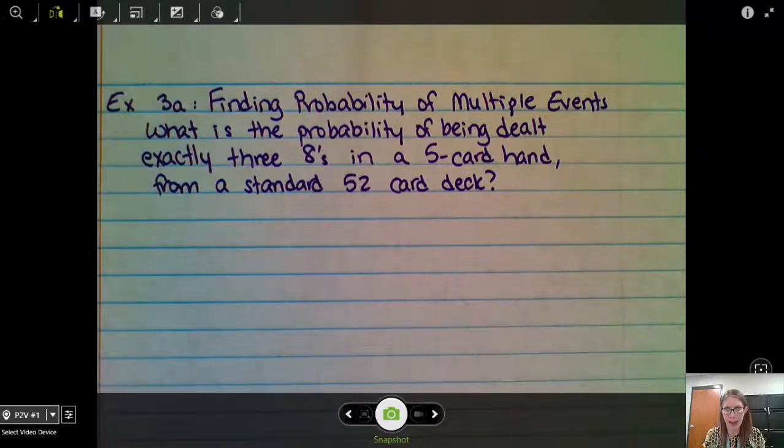Example 3A, we are finding the probability of multiple events that are happening. We want to know in this case, what is the probability of being dealt exactly 3 8s in a 5-card hand from a standard 52-card deck?